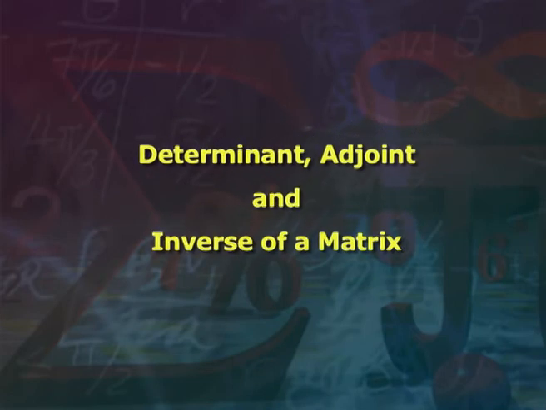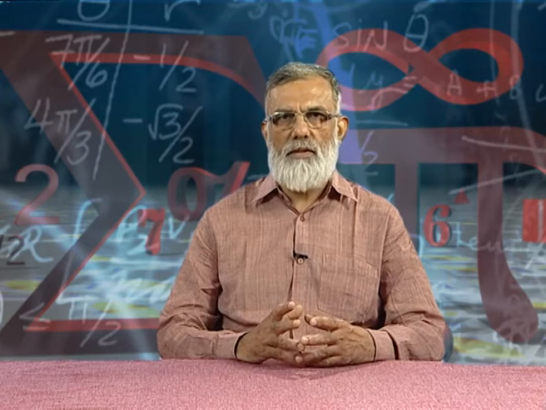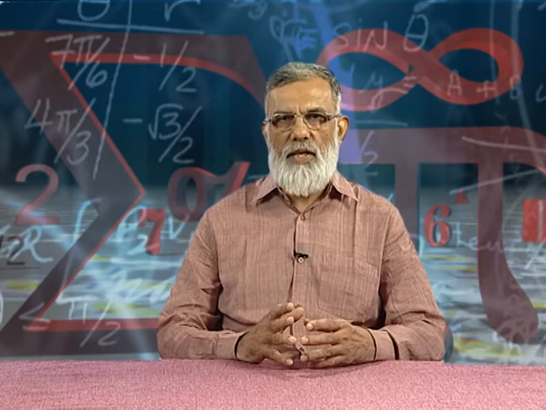We will now talk about determinant, adjoint and inverse of a matrix. Determinant of a square matrix is one of the very important concepts related to matrices. It is a single number derived from a given square matrix, which is useful in a number of situations in mathematics and its application. It can be defined in many ways. One of these definitions is the inductive definition.